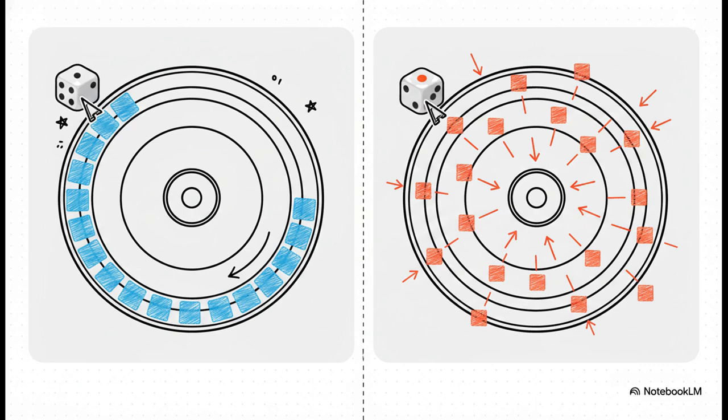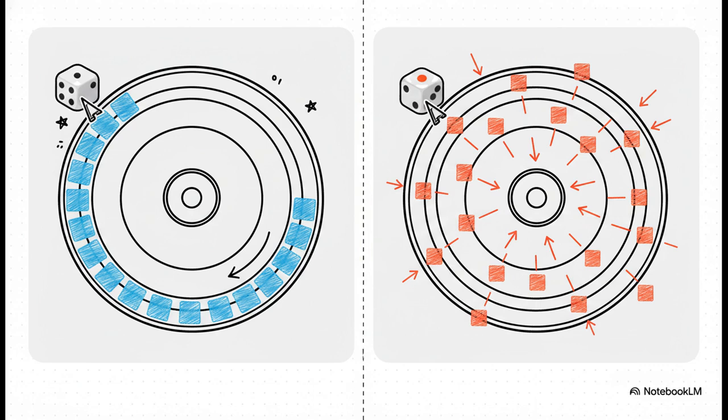LSM trees write in large contiguous blocks. We call this a sequential write. B trees, because they update specific pages anywhere in the tree, perform small, scattered overwrites all over the disk. We call these random writes. Now, on a hardware level, sequential writes are vastly superior.